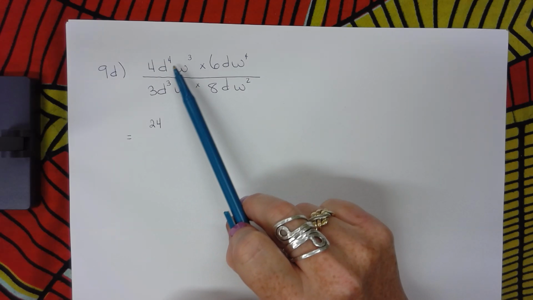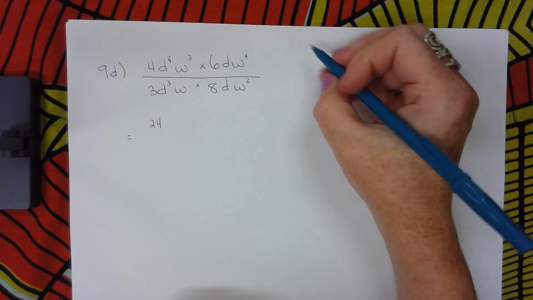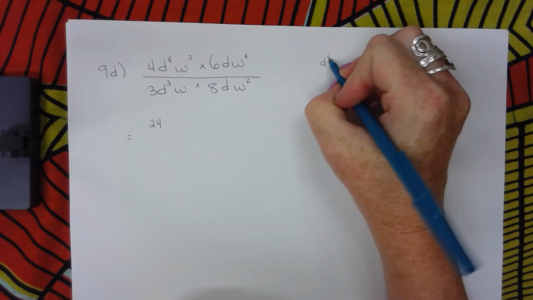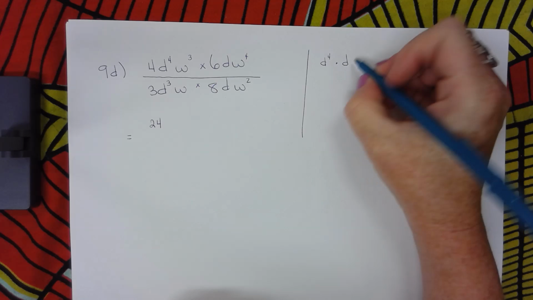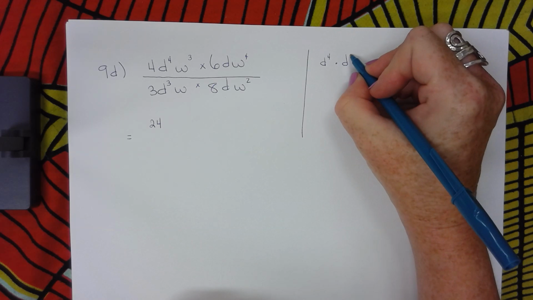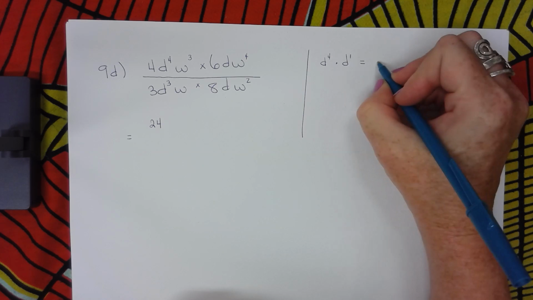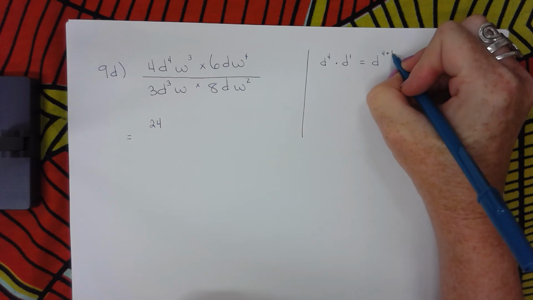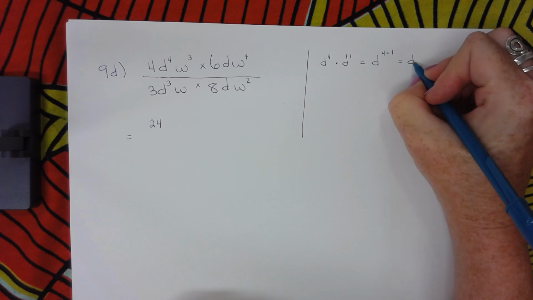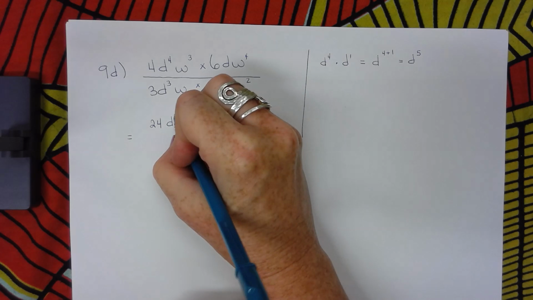So 4 times 6 is going to be 24. Then what I want to do is I know I have a d here and I have a d over here. So I want to take that d to the exponent 4. I'm just going to do my rough work over here, and I'm going to multiply that by d. Since there's no exponent here, that exponent has to be 1. When I multiply, the rule says that I add the exponents. So I'm going to do 4 plus 1, and I'm going to end up with d to the exponent 5. So now I'm going to write 24d to the exponent 5.